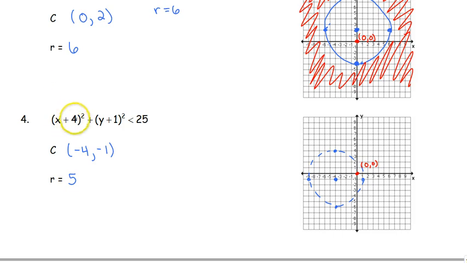I plug that in. We've got 0 plus 4 is 4. 4 squared is 16. 0 plus 1 is 1. 1 squared is 1. 16 plus 1 is 17. 17 is less than 25, so that's true. Since it's true and (0, 0) is inside the circle, we are going to shade inside of our circle. So we're still using that solid or dashed line concept and our shading concept using your test point. Make sure that you're always using that test point to see which way you shade.